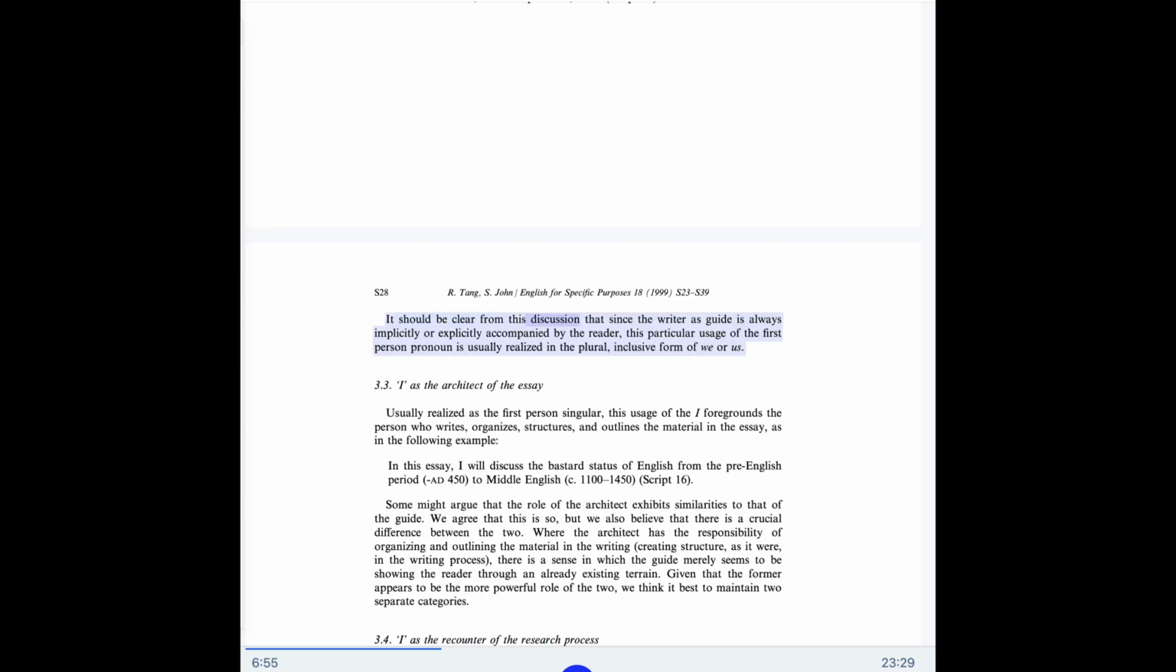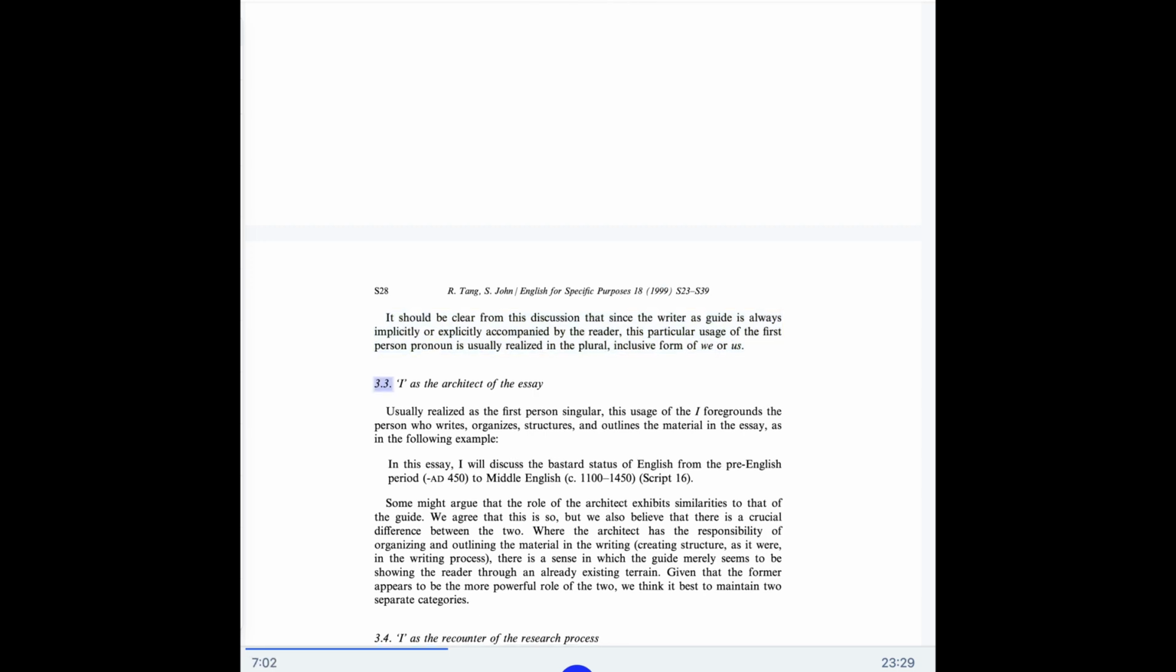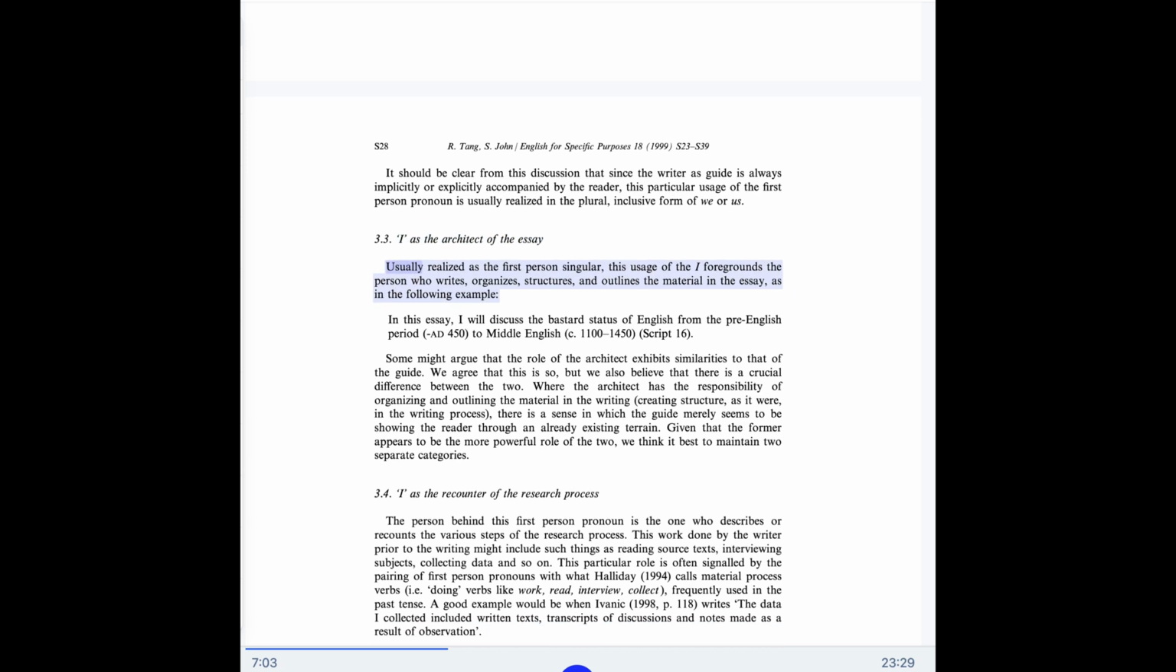It should be clear from this discussion that since the writer as guide is always implicitly or explicitly accompanied by the reader, this particular usage of the first person pronoun is usually realized in the plural, inclusive form of "we" or "us." 3.3. I as the architect of the essay, usually realized as the first person singular.